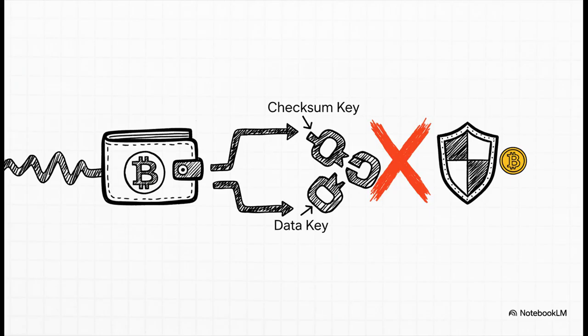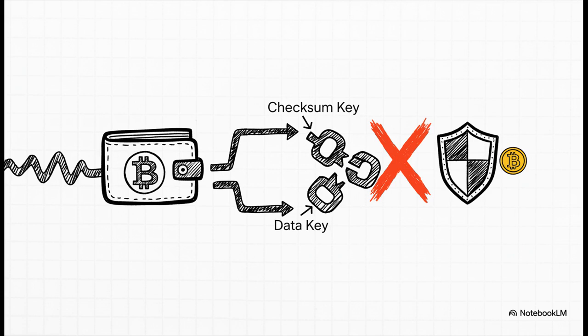Okay, this is where the magic happens. When you type or paste a Bitcoin address, your wallet software does that exact same double hash calculation in the background. Then it compares the checksum it just calculated with the checksum that's already part of the address. And if they don't match perfectly, down to the very last bit, the wallet just says, nope, invalid address, and rejects it on the spot.